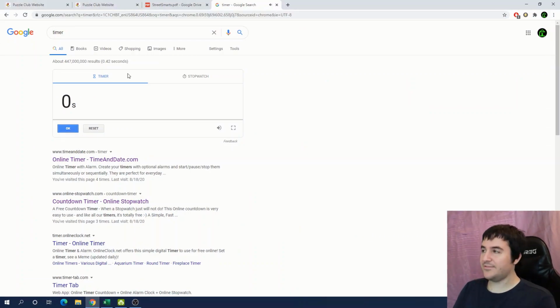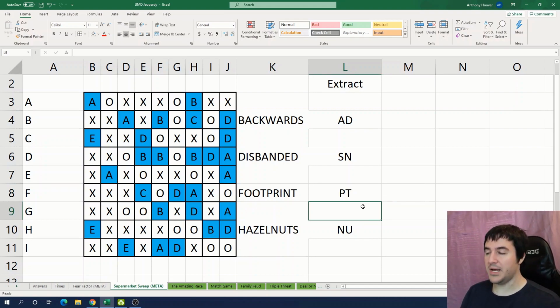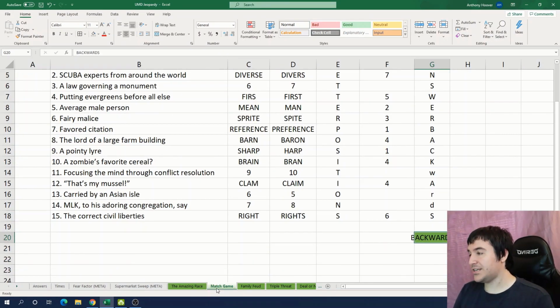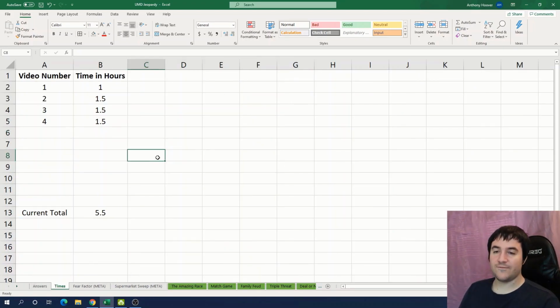That's all the time that we have today. We made some significant progress on one of the two metas, and I at least have an idea of where to go on the other one. And we successfully solved two more puzzles, the match game as well as the amazing race puzzle. So that's been a total of 5.5 hours that I've spent solving this puzzle hunt.